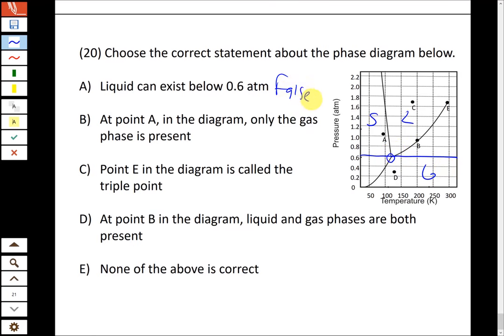Looking for the correct or the true statement. At point A in the diagram, only the gas phase is present. Well, point A is all the way to the left, which is solids. This one is also false. It's helpful to label those, or at least keep it in your mind as you're starting. Point E in the diagram is called the triple point. So remember, the triple point is this one here, where they all three come together. The point where the liquid gas line ends is called the critical point, not the triple point. So this one is also wrong.